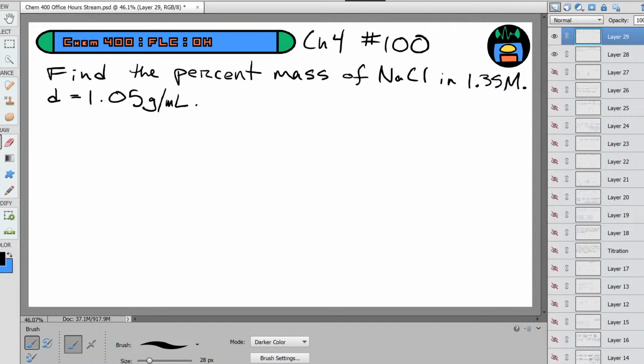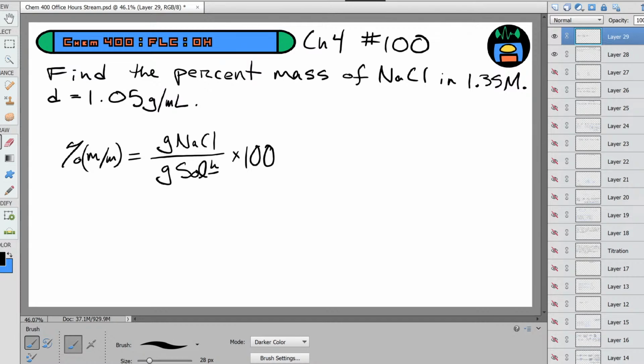Let's think a little bit. So percent mass is equal to the grams of solute, which in this case is sodium chloride, over the grams of solution times 100, right? And molarity is equal to moles of solute over liters of solution.